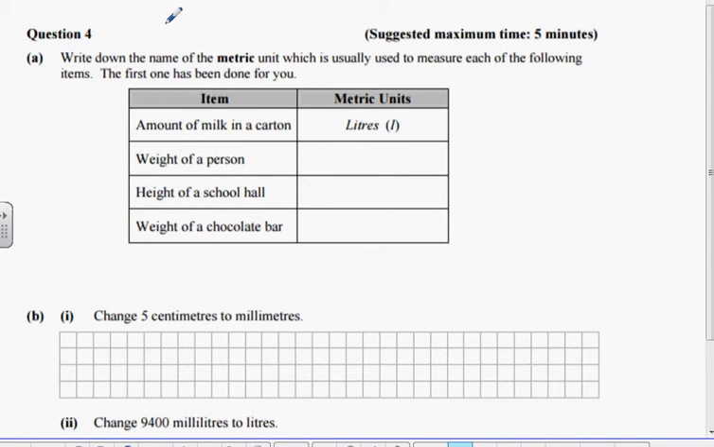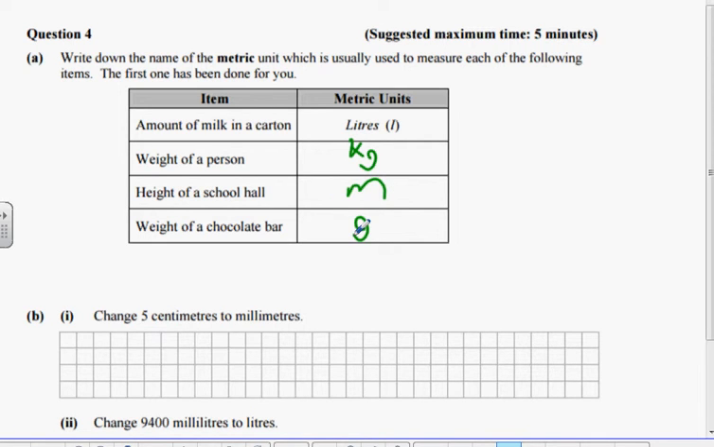Guys, write down the metric unit of everything. Weight of a person, Charlie? Metric unit? Kilograms. Height of a school hall? Meters. Weight of a chocolate bar? Grams, wasn't it? Sorry. Grams, yeah.